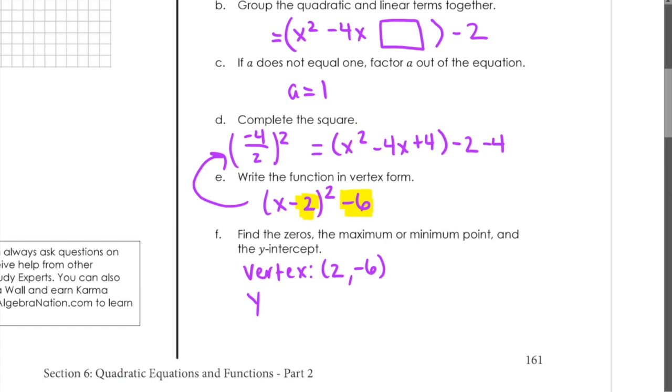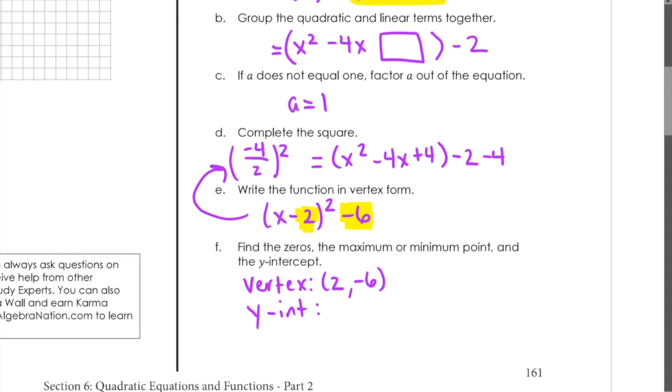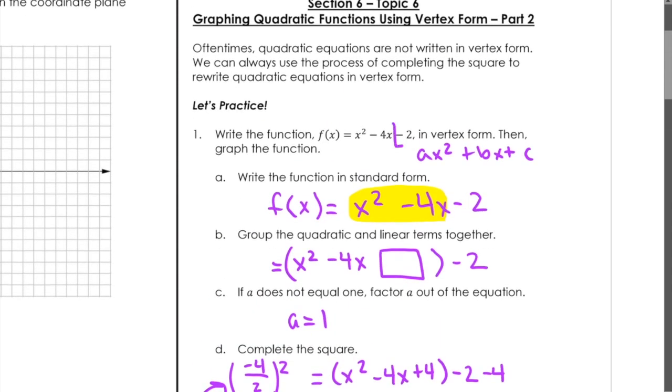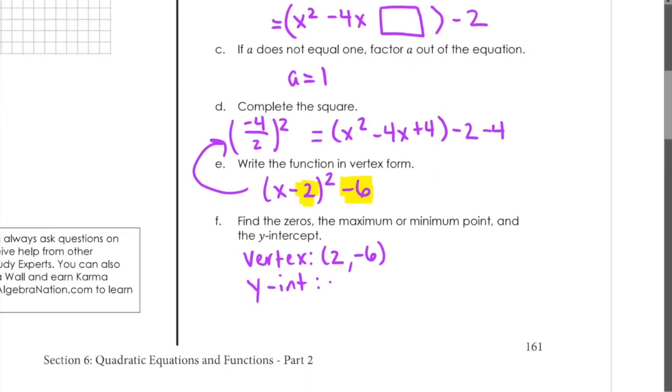Let's do our y-intercept. Remember, the y-intercept is actually really easy. It's whatever number is last here. Since that number is negative 2, my y-intercept is also negative 2. Now my zeros. My zeros are actually pretty easy. They're going to be the 2, which I got from the parentheses, plus radical 6, and then 2 minus radical 6.